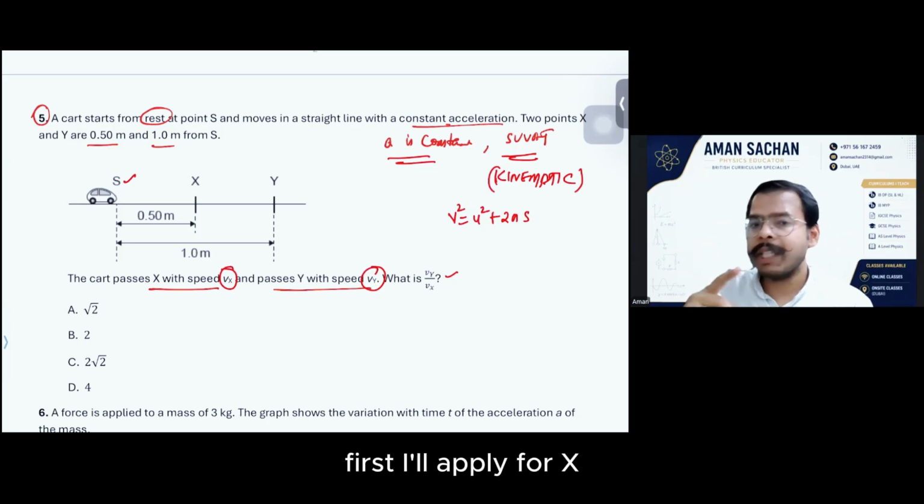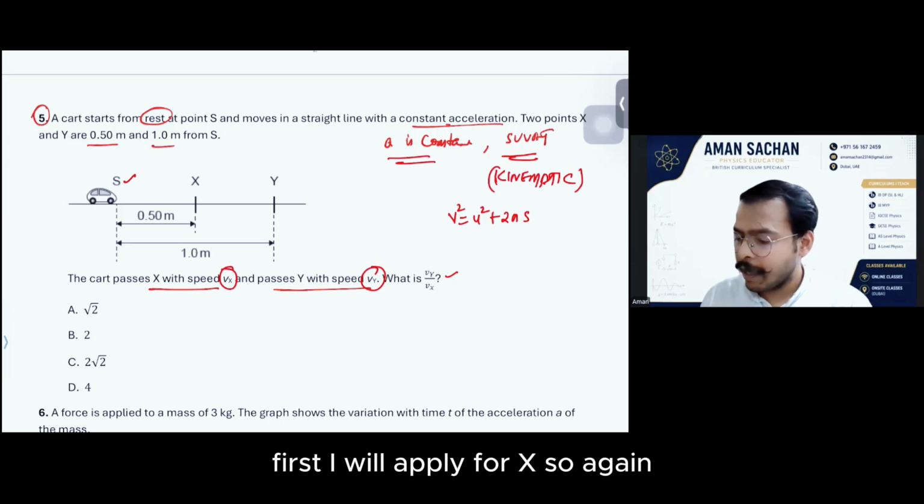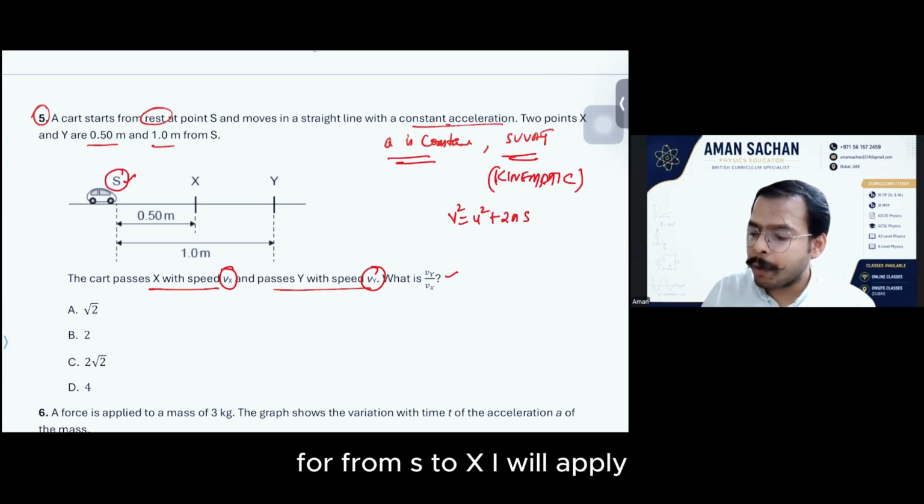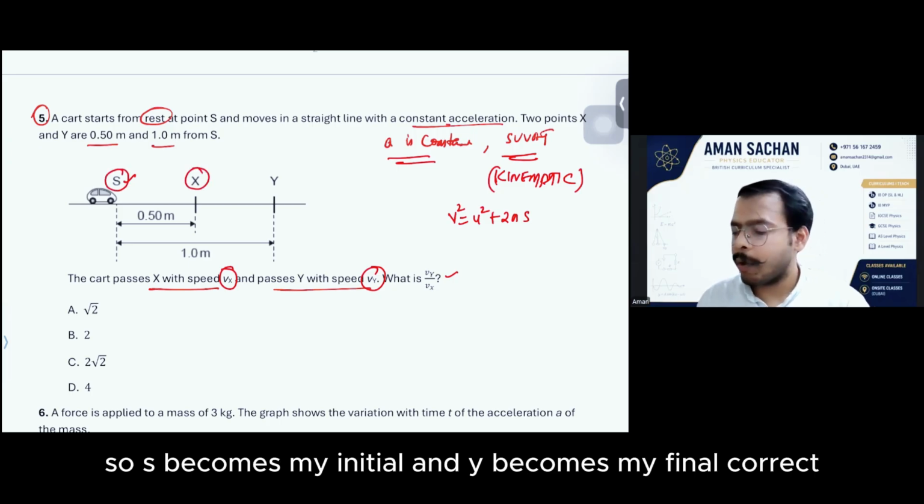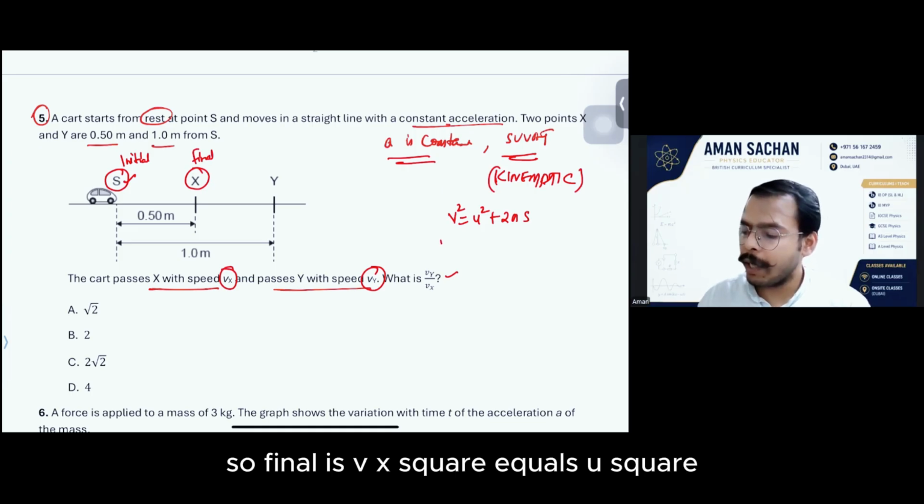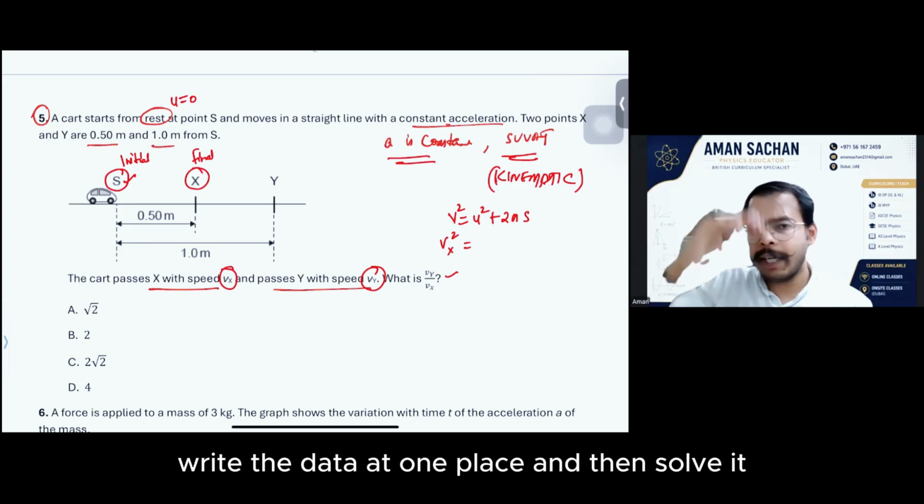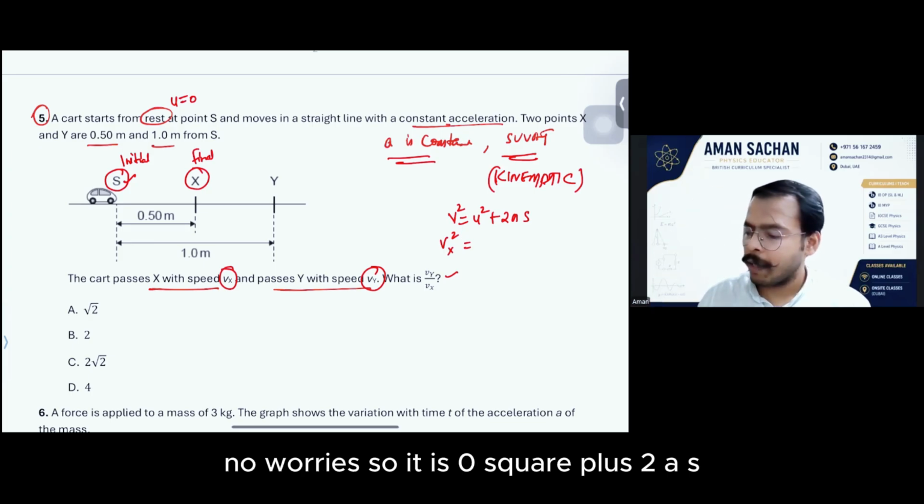What do I have to do? First I'll apply it for X. So from S to X I will apply it. S becomes my initial and X becomes my final, correct? So final is v_x squared equals u squared. Initial velocity is 0, right? u is 0. Look at the data. Write the data at one place and then solve it. No worries. So it is 0 squared plus 2as.